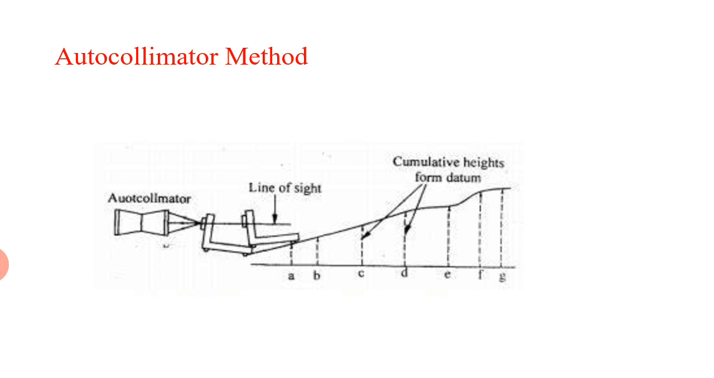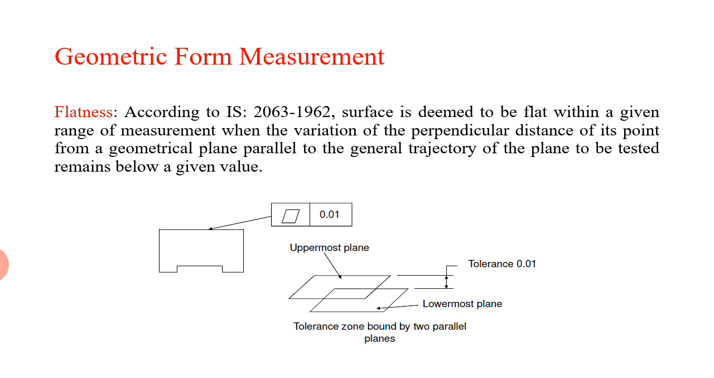Sometimes, to ensure that the reflector is stepped along the straight line, a straight edge is also used. Next geometrical form is flatness. According to IS 2063-1962, a surface is deemed to be flat within a given range of measurement when the variation of the perpendicular distance of its points from a geometrical plane parallel to the general trajectory of the plane to be tested remains below a given value.